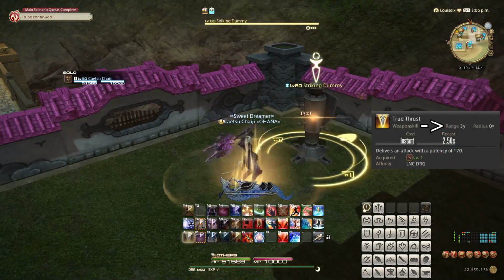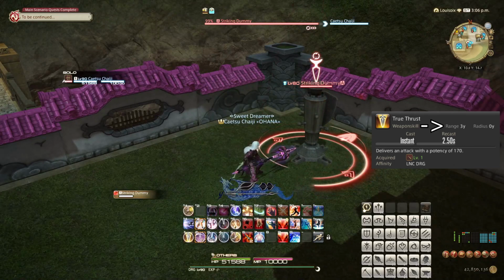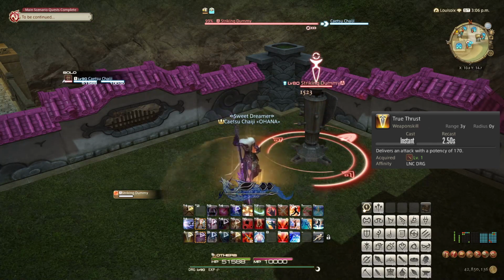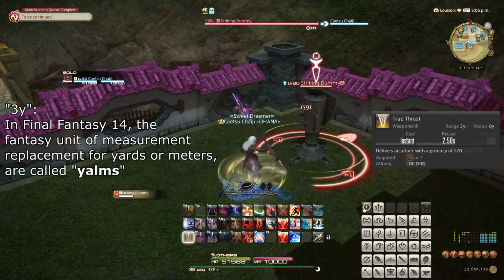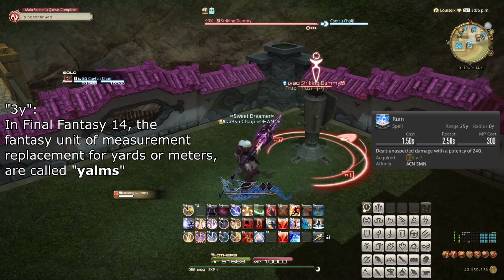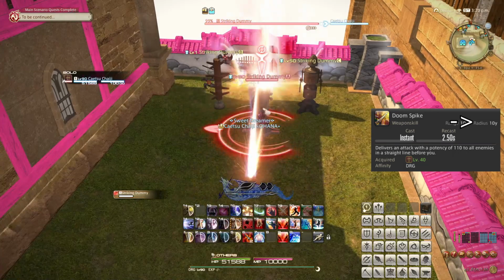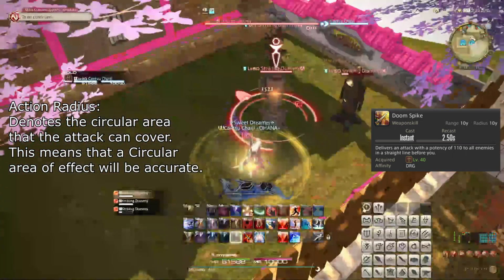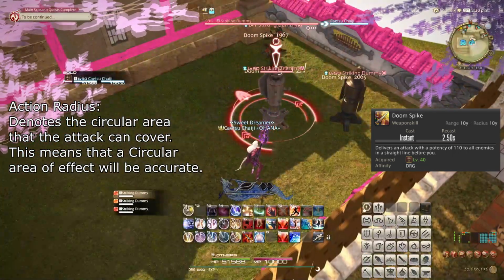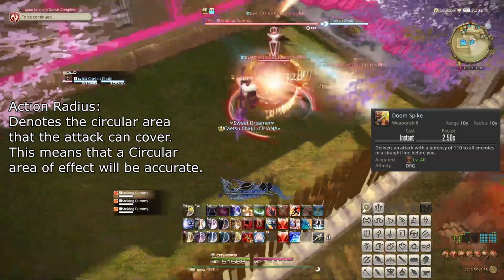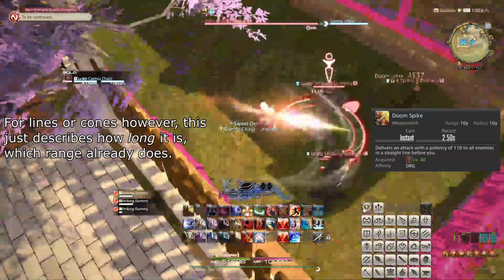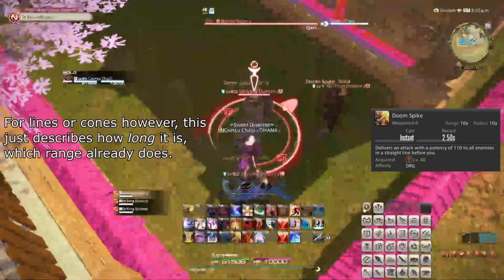The range denotes how far away you can be while using the action, meaning that True Thrust has a range of 3 yalms and Ruin has a range of 25 yalms. The radius denotes whether there is an area of effect on the attack. This radius can be confusing, as line-shaped area attacks also use this number, but not to determine the width of the line, just the length of the line.